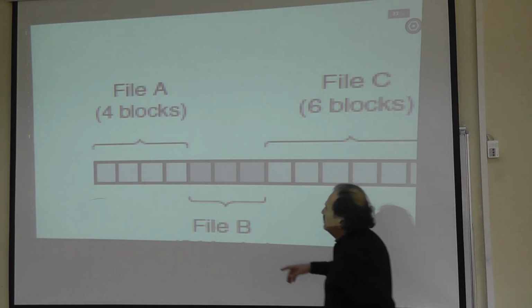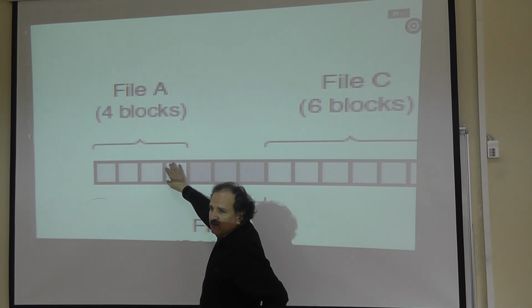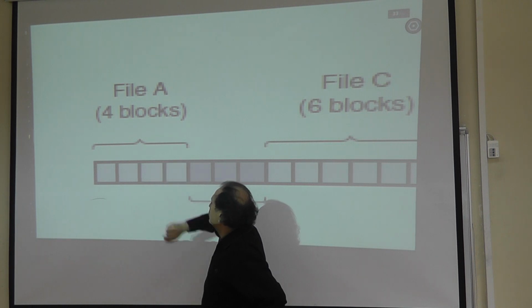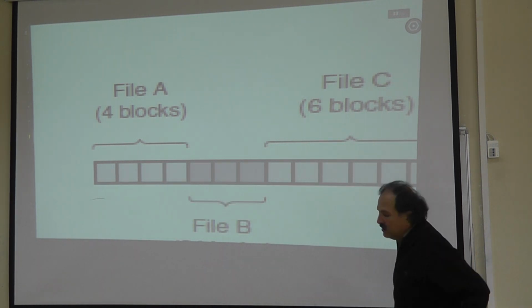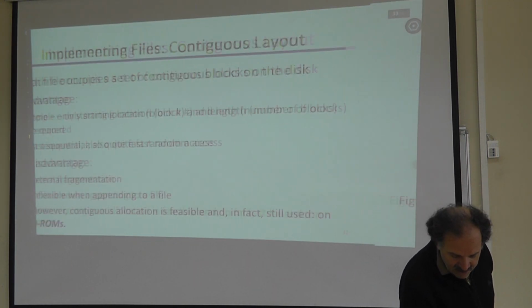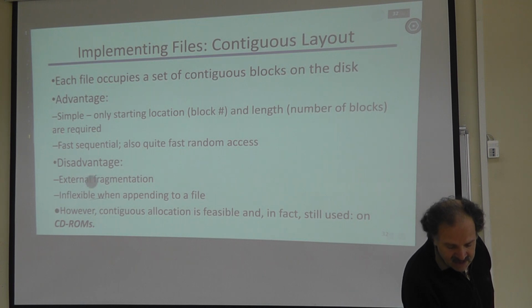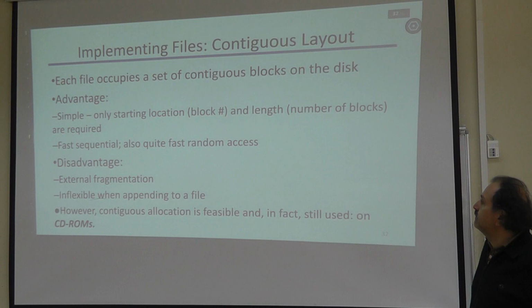When I shrink this file A into a 3-block file, this one will be empty and this one will be internally fragmented, externally fragmented. Okay, so external fragmentation again comes back into the picture. These are some problems with the contiguous layout. So disadvantage is external fragmentation, inflexible when appending a file. Okay, so that's why we don't use this contiguous allocation, contiguous layout much when we implement files.